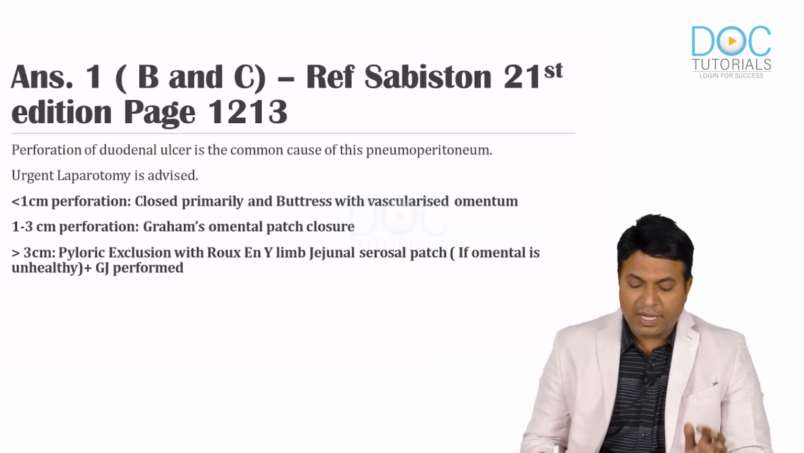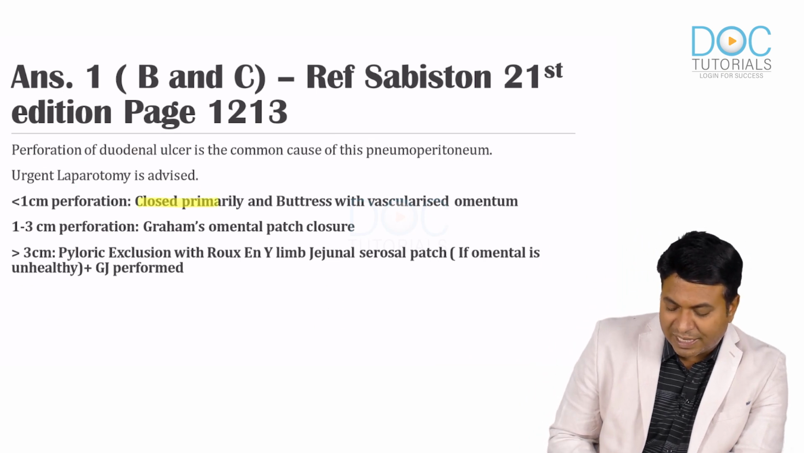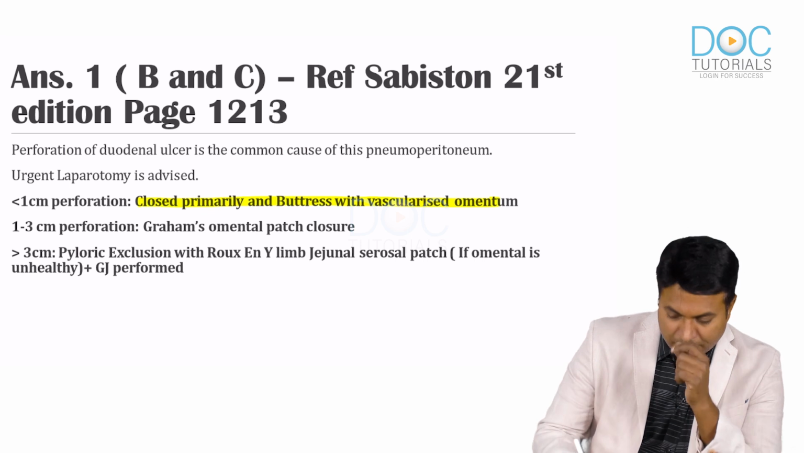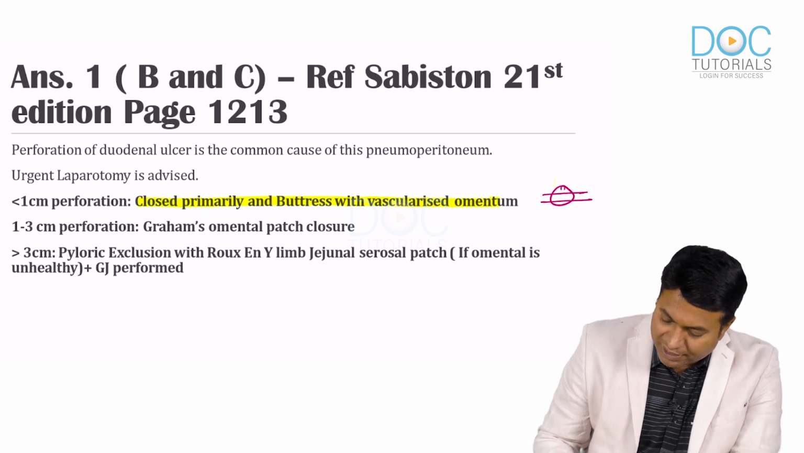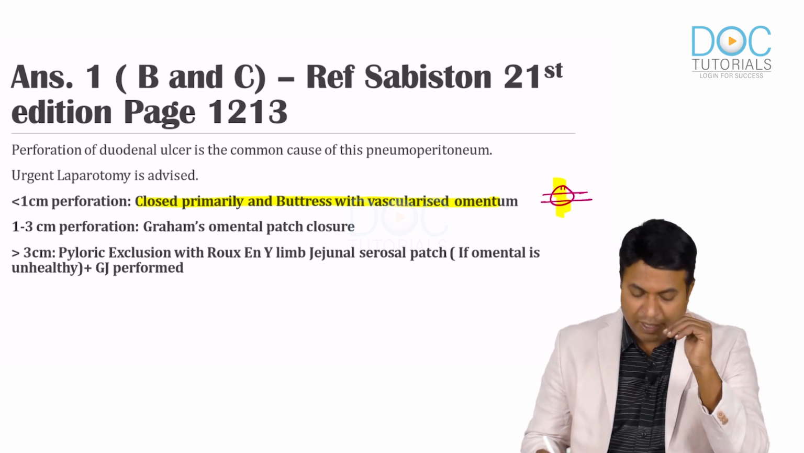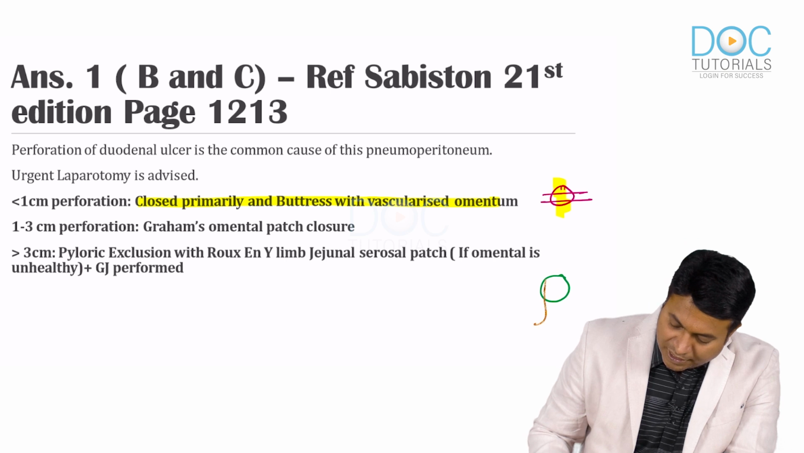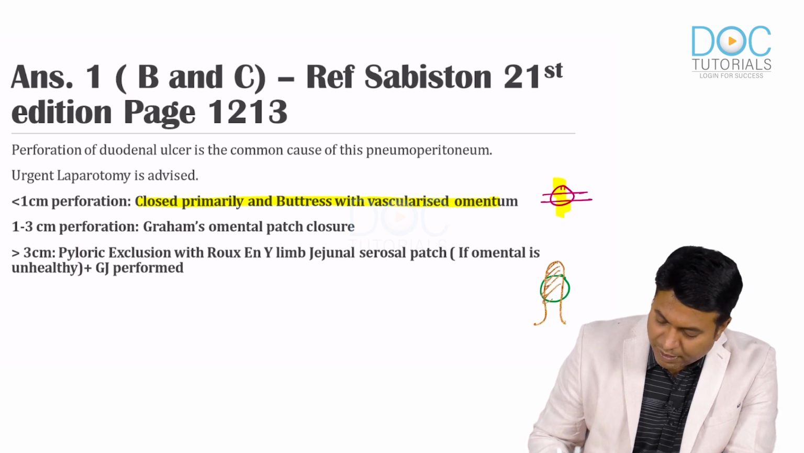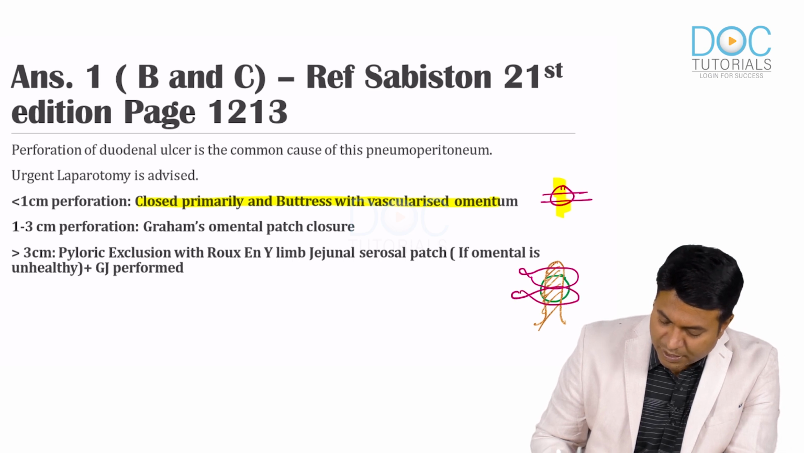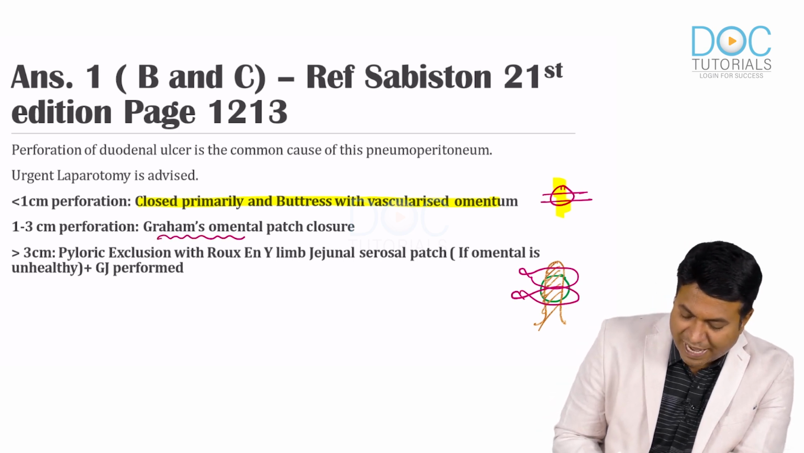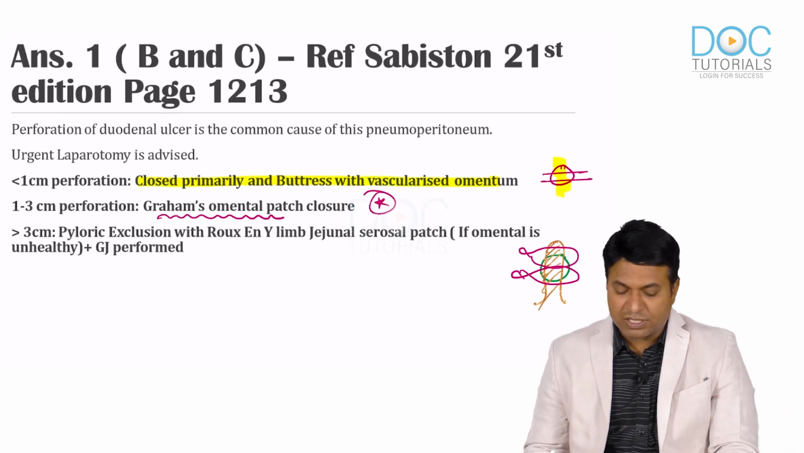So it's a case of duodenal ulcer perforation. For perforations less than 1 centimeter, you can directly close and buttress with the omentum. If the hole is like this, you close the perforation and put the omentum over the closure. For 1 to 3 centimeters, the omentum is kept on the hole, and we take sutures including the omentum like this. That is Graham's omental patch closure. For 1 to 3 centimeters, we do that technique, which is commonly done.